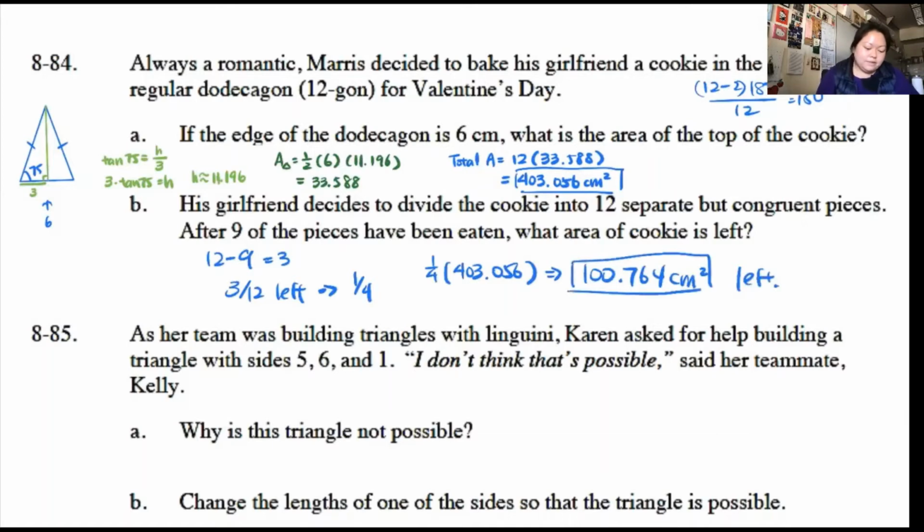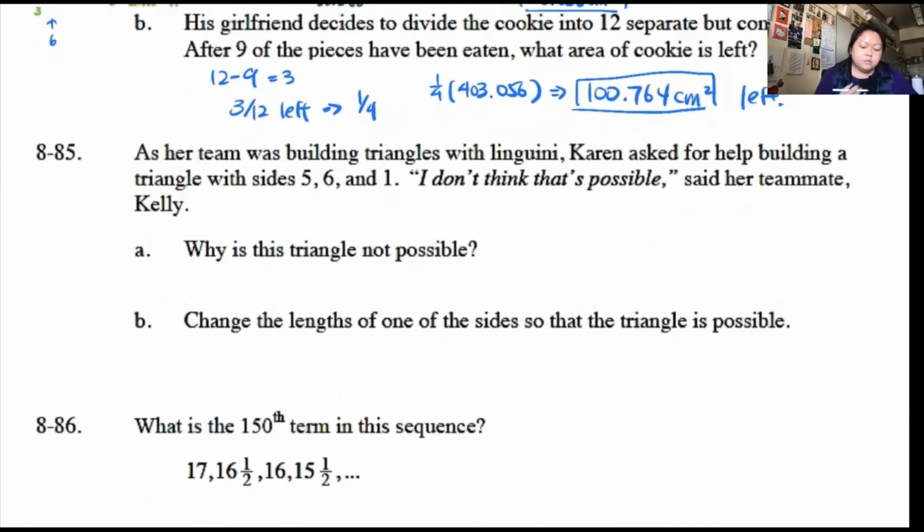Okay, next one. As her team was building triangles with linguini, so you have your coffee stirrer from last semester too, Karen asked for help building a triangle with sides 5, 6, and 1. I don't think that's possible, said her teammate Kelly. Why is this triangle not possible? Because the two shorter sides, if you add them up, 5 plus 1 is exactly 6. You don't have enough to push the triangle up to make that triangle.